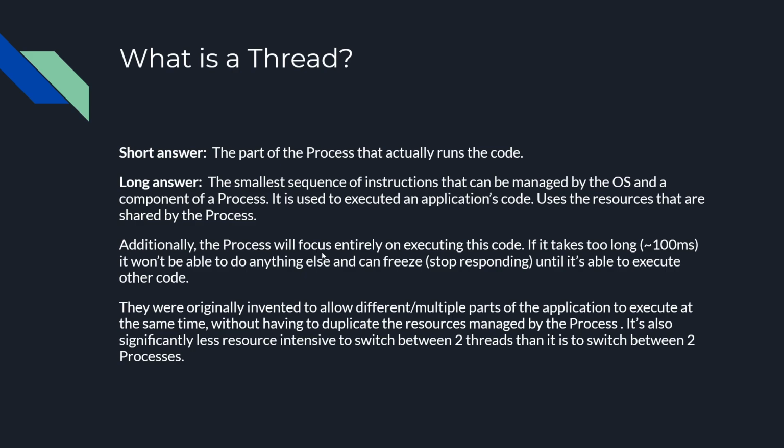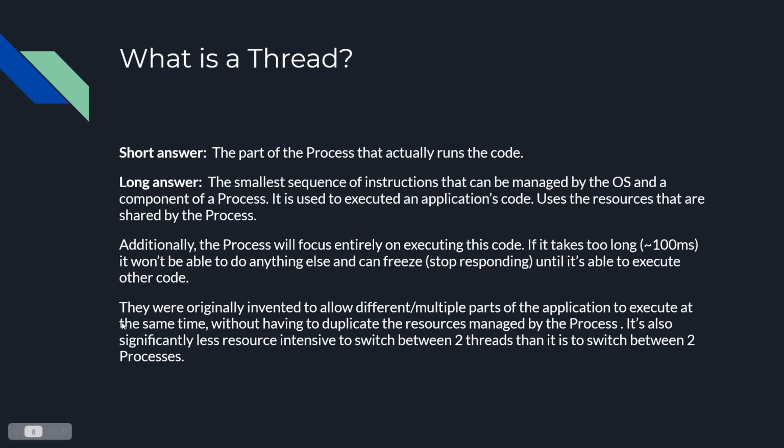This is an important part here. The process will focus entirely on executing the code. This goes back to why our program freezes. If it takes longer than about 100 milliseconds, give or take, the program will start to freeze because it can't do anything else. And it'll stop responding until it's able to execute further code. This is an example of where we would do multitasking. Get another thread in there.